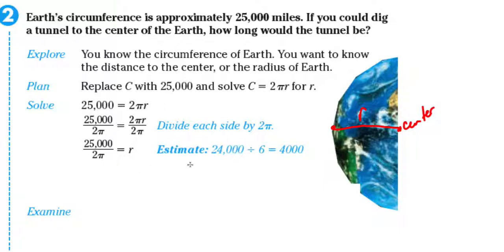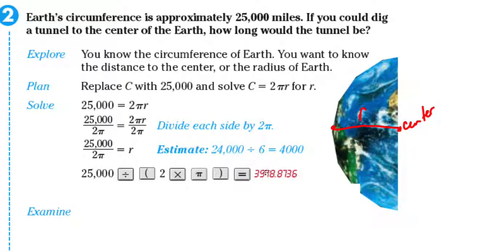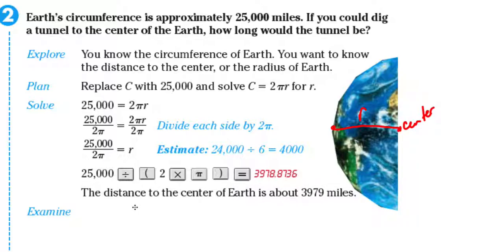Dividing both sides by 2 pi using a calculator. Before we go to the calculator, let's estimate: 24,000 divided by 6. Our answer should be about 4,000. Why 6? Because 2 times the approximate value of pi rounded to the nearest ones is 3, and that's why it's 6. Using our calculator, we find 3,978.8736. So the distance to the center of the Earth is about 3,979 miles, rounded to the nearest ones place.